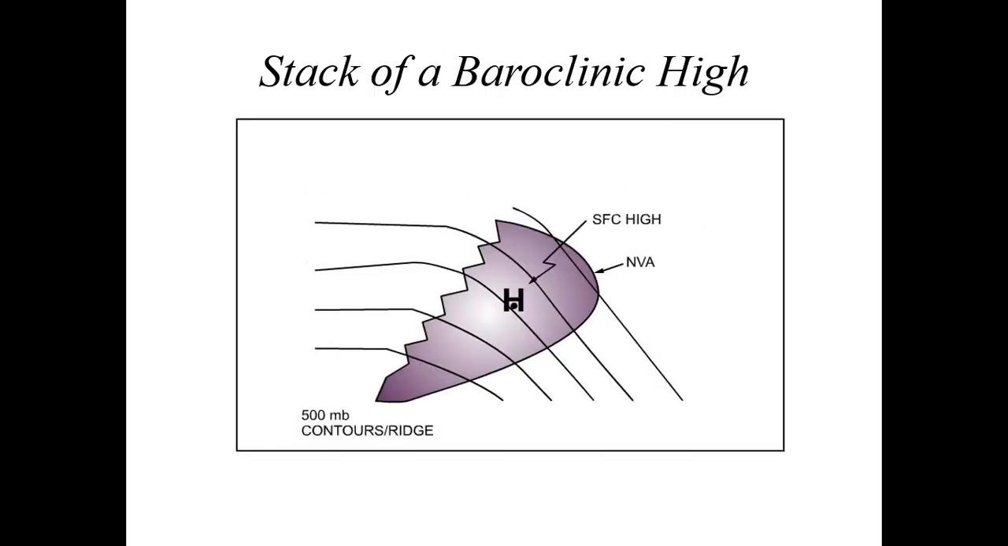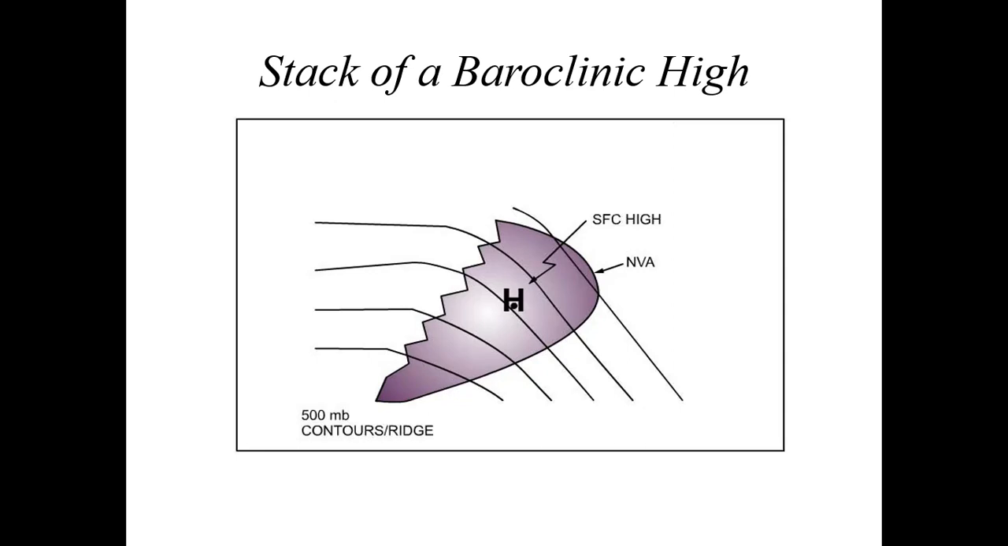Now with a baroclinic high, you notice the shape of the black solid lines, the height contours, has changed a little bit. So now we have a shortwave ridge in this case. The solid black lines are indicating a shortwave ridge. The shortwave ridge axis is indicated by that sawtooth looking line to the west, to the left of that high pressure system at the surface. The purple shading indicates negative vorticity advection, or NVA for short.